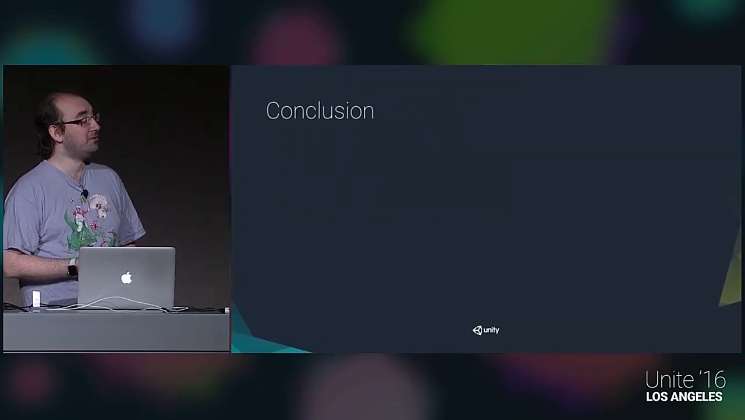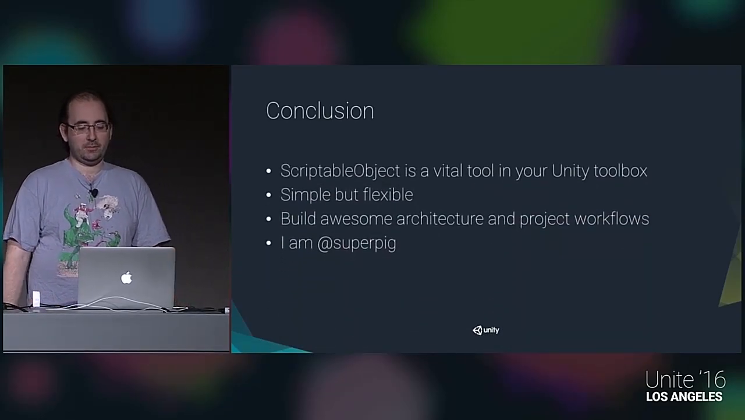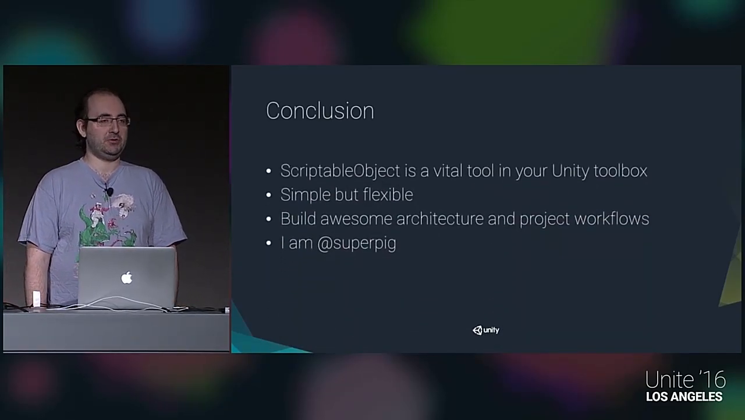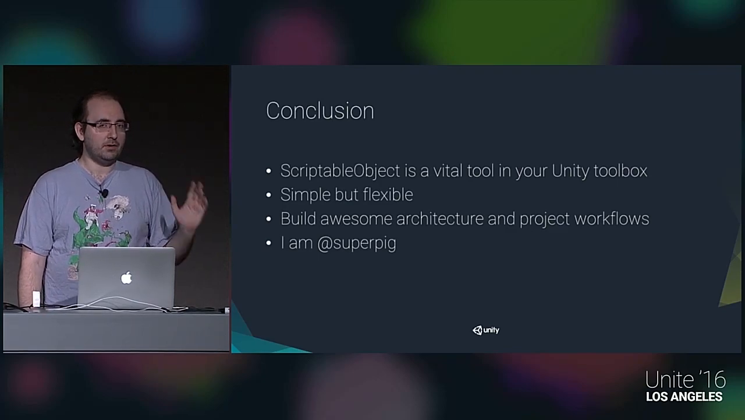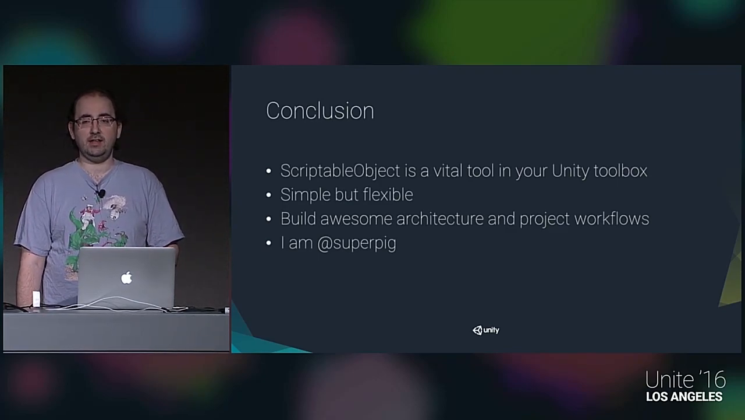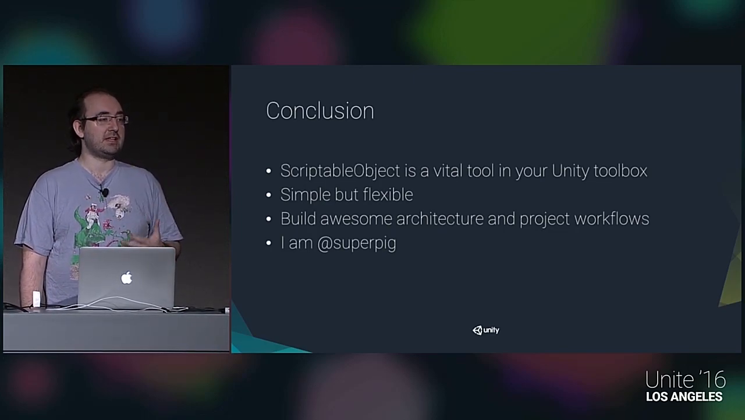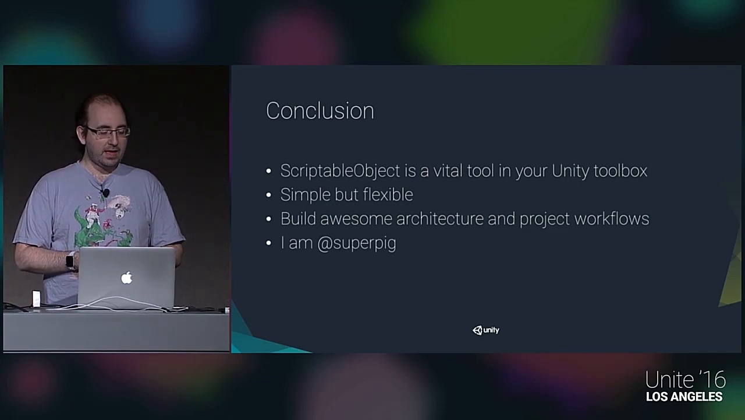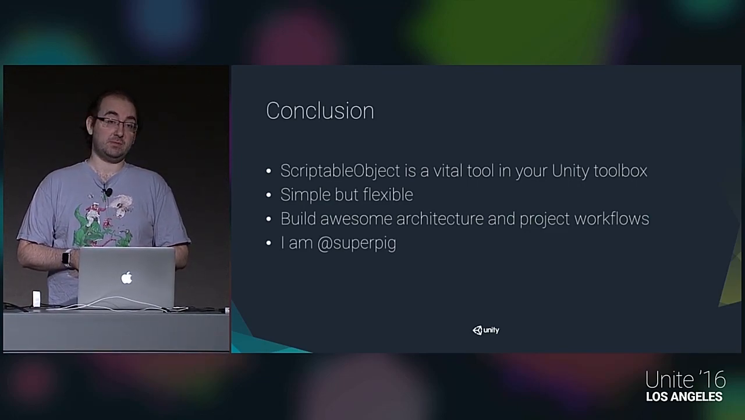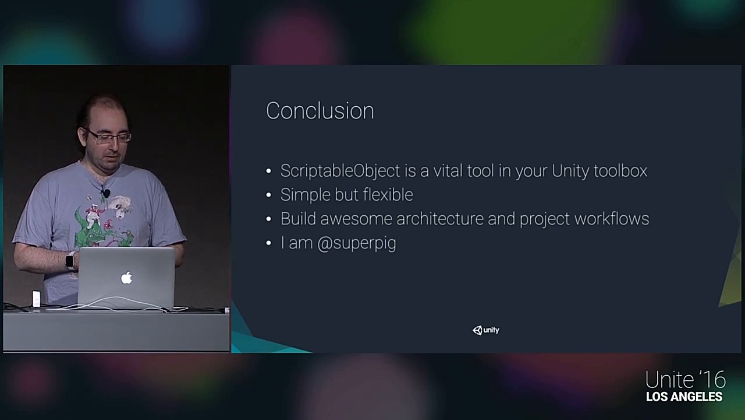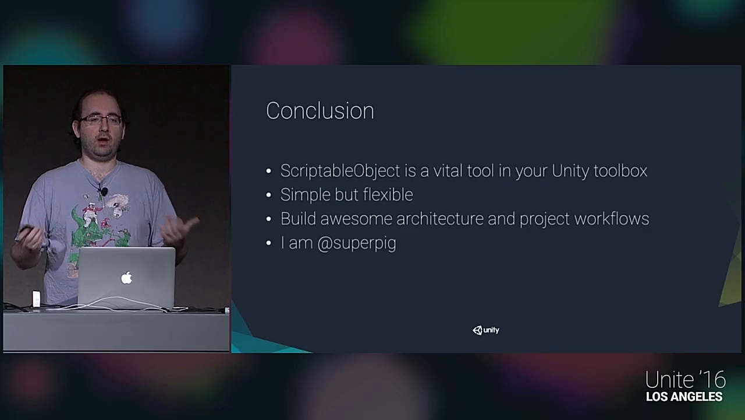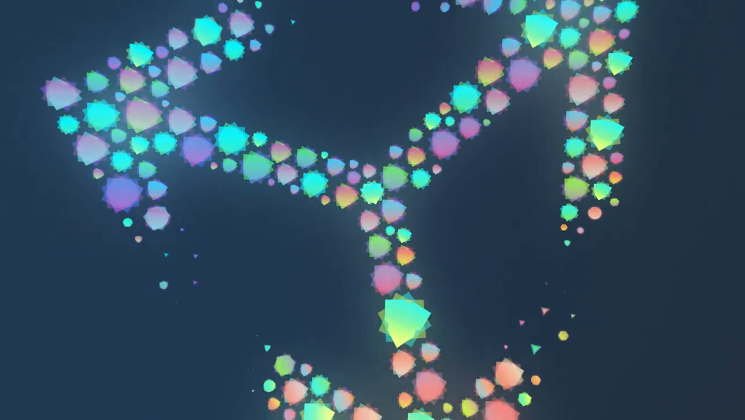So in conclusion, ScriptableObject is a vital tool in your toolbox. It is only a tool. I'm not saying give up on MonoBehaviour entirely. You will need it sometimes. But it's definitely something you should know. You should understand what you can do with it and consider it when you're designing your architectures. It is very simple, but it's pretty flexible. And you can build really nice architecture and some really nice workflows for working in your team, working with your artists and designers. Thank you.